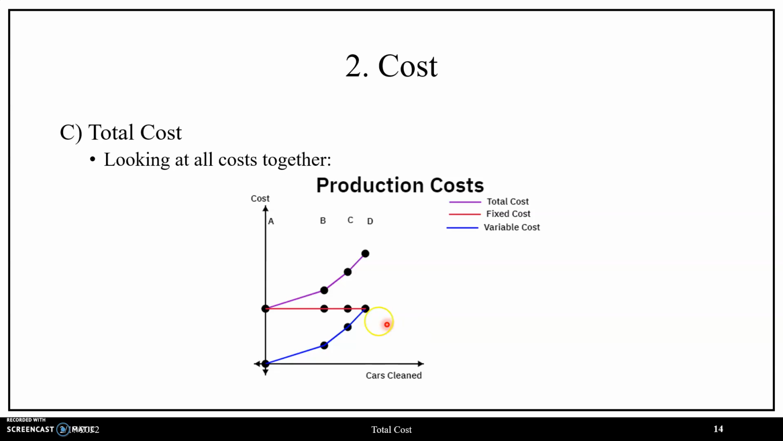So then, looking at all these costs together to get a better visualization of this, we have our total cost curve in purple, we have our fixed cost curve in red, and then we have our variable cost curve in blue. We see that variable costs is 0 when 0 labor is being used and is increasing otherwise. We see that fixed costs are horizontal and static regardless of the amount of cars that are being cleaned.